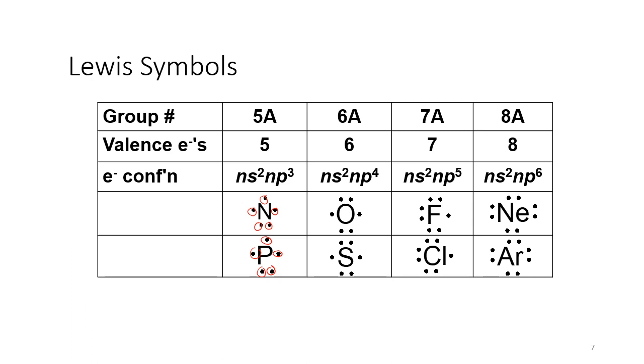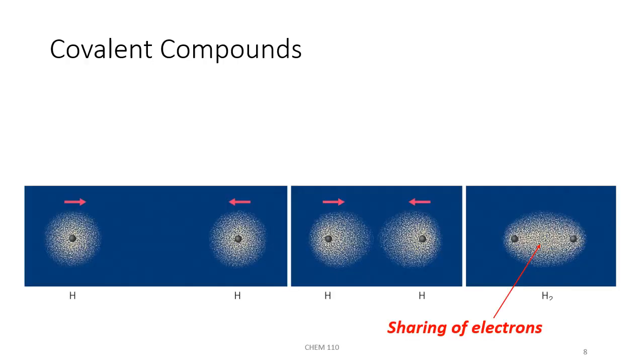And everyone in group 8A, the general configuration is going to be ns2 and p6. Recall that group 8A is our noble gases. They have a completely full octet with 8 electrons surrounding each one of them. So we have 2, 4, 6, 8. You can always look at the group number on the periodic table for the representative elements in order to tell you what the number of valence electrons is.